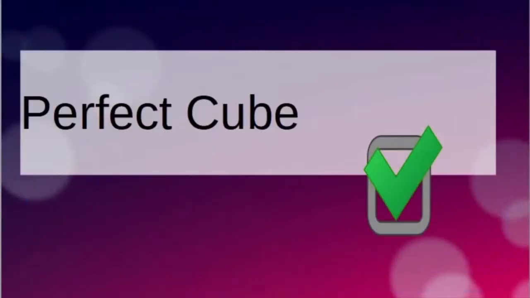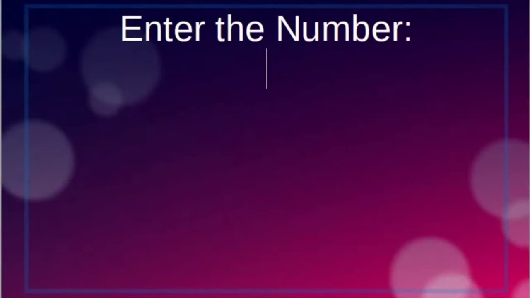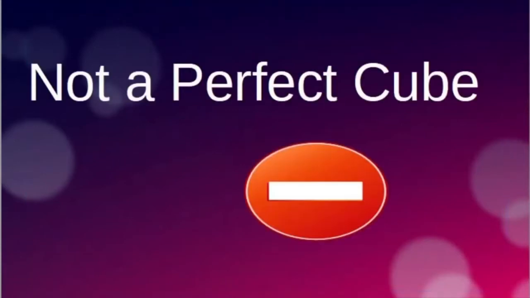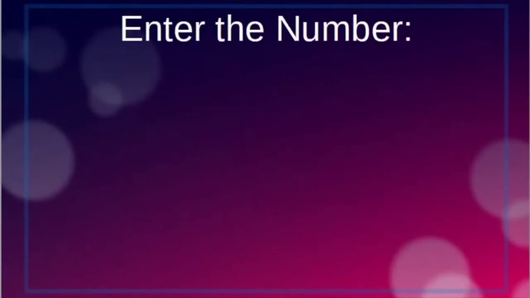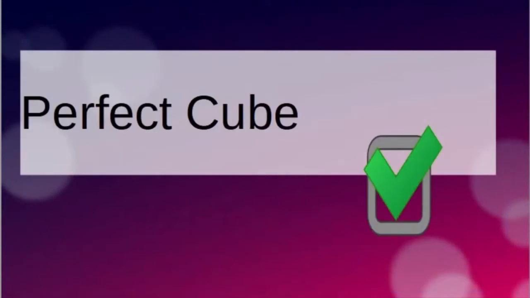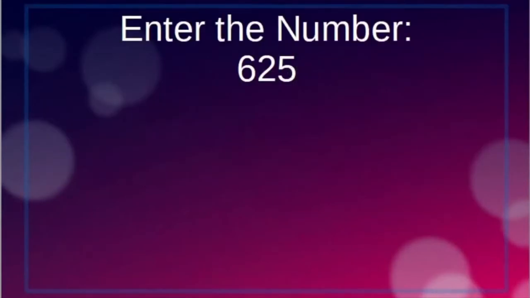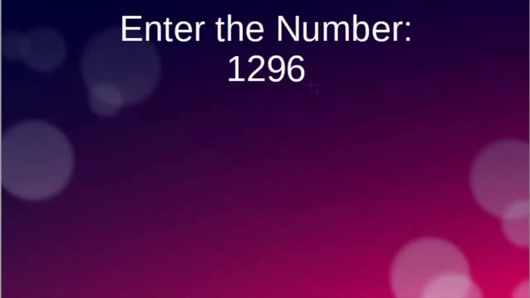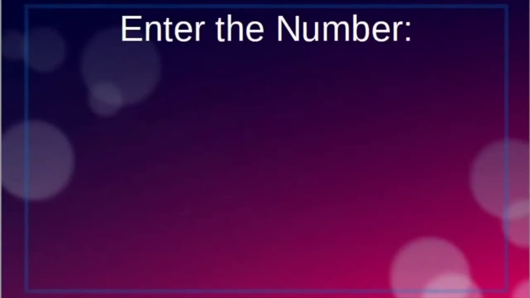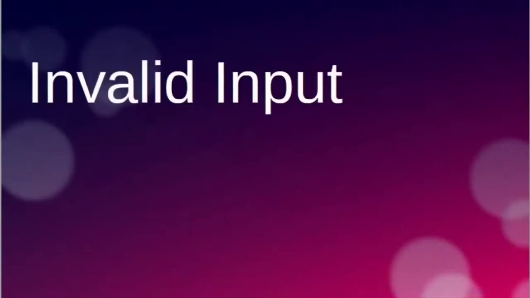Enter the number, and if we enter the number 27, that is a perfect cube. And what about if we enter a number like 16? Not a perfect cube. And what about if we enter 625? That is a perfect cube. So that is all about this algorithm. All we need to do is to enter the number like this, 1296, perfect cube. And what about 8432? That is not a perfect cube. And what about if we enter a text like hello? We get the error, invalid input.